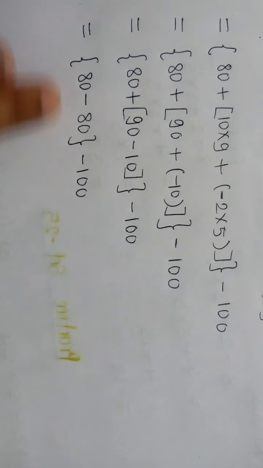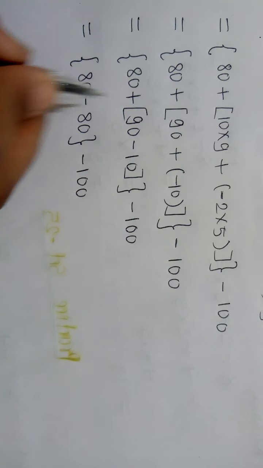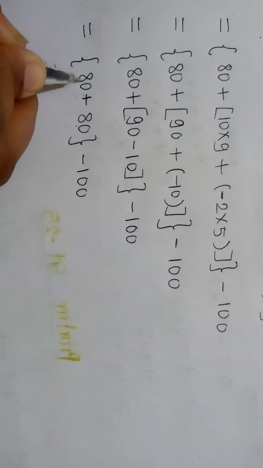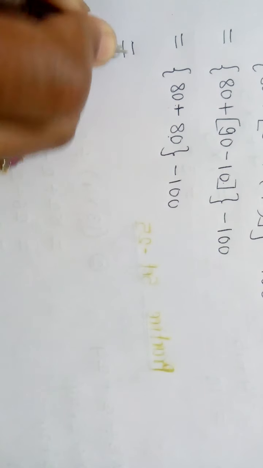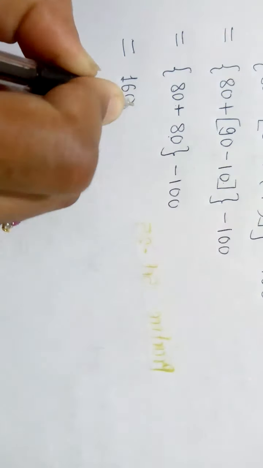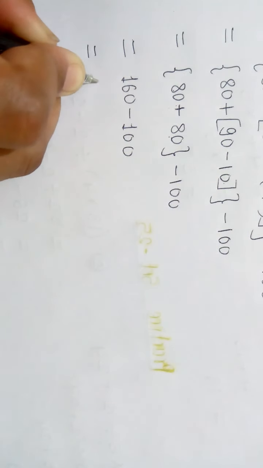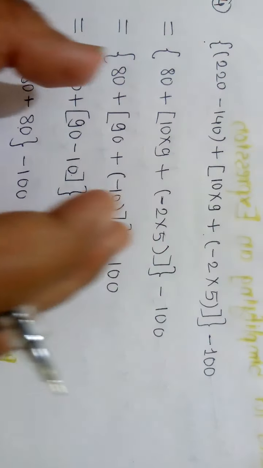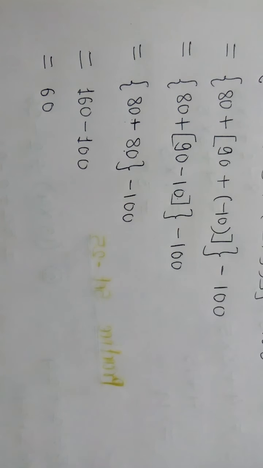Now only one bracket remain, that is 80 plus 80. Here plus sign is there, and 90 minus 10 is 80. 80 plus 80. Only one bracket remain, that we will solve first. So 80 plus 80 is 160 minus this 100. 160 minus 100 is 60, and this is our answer. This is our expression. See this big expression. If stepwise we will solve, rules wise we will solve, then we can get correct answer. Okay. Now we will see next example.